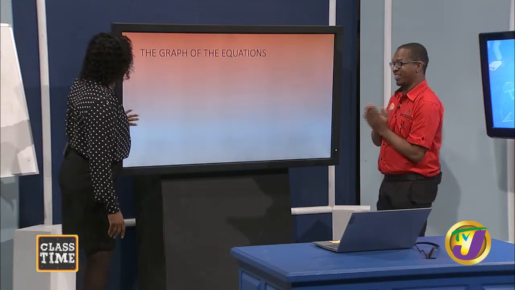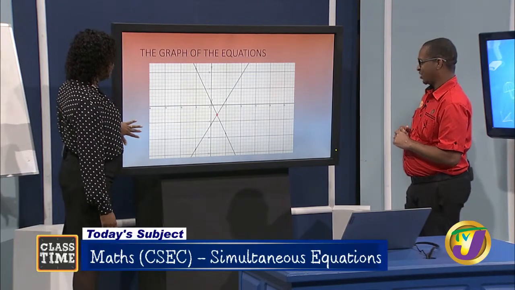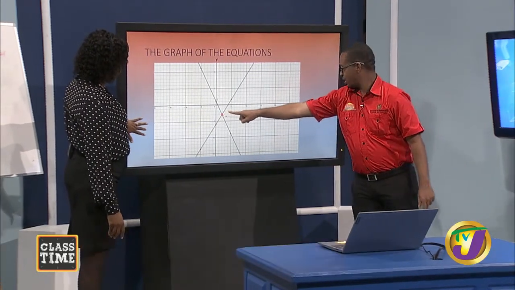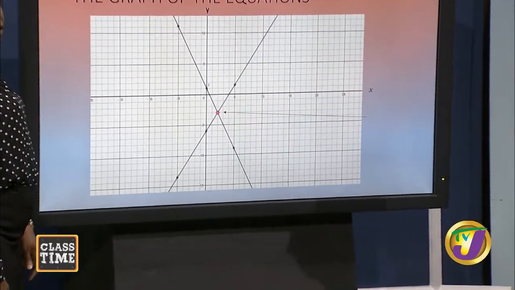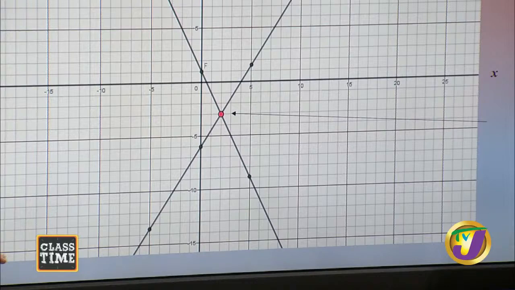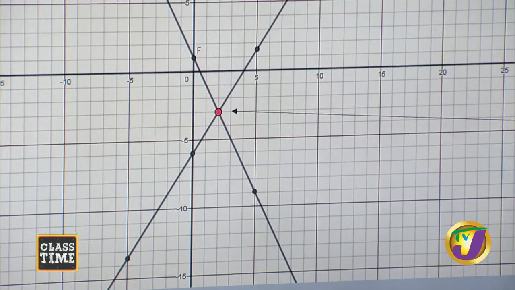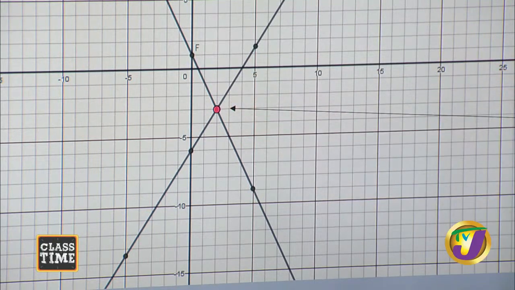And we hope it does. And they do intersect at this point. Let's see if the students at home can pick up what the value of this point is. Based on our reading of x values first and our y value following, we would get the x value to be 2 and the y value to be negative 3. So we have a point of intersection, one point. It's our unique solution.